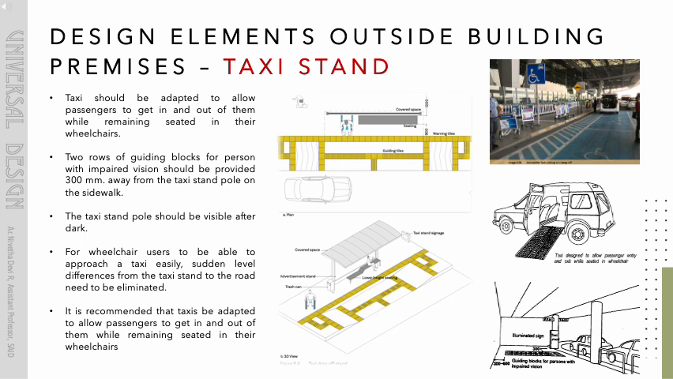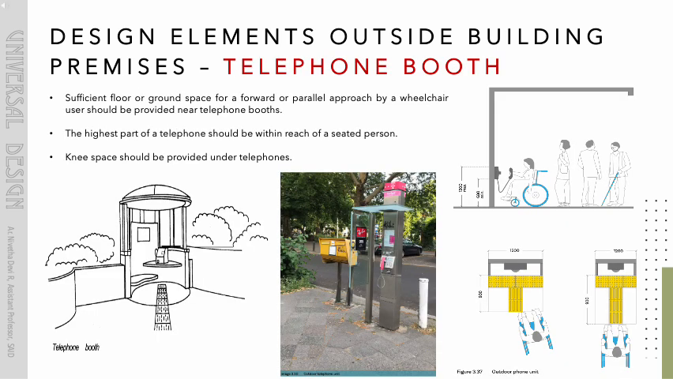It is recommended that taxis be adapted to allow passengers to get in and out of them while remaining seated in their wheelchairs. Telephone booth. Sufficient floor or ground space for a forward or parallel approach by a wheelchair user should be provided near telephone booths. The highest part of a telephone should be within reach of a seated person. Knee space should be provided under telephone.